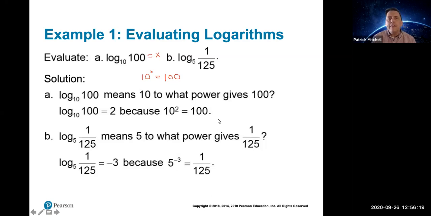All right, similarly, log base 5 of 1 over 125 means 5 to what power equals 1 over 125. So this one's a little harder. If you know that 125 is 5 to the 3rd, then hopefully you can figure out, because 1 over 125 is the reciprocal, that makes the exponent negative. All right, since 5 to the negative 3 is 1 over 125, that means log base 5 of 1 over 125 is negative 3.